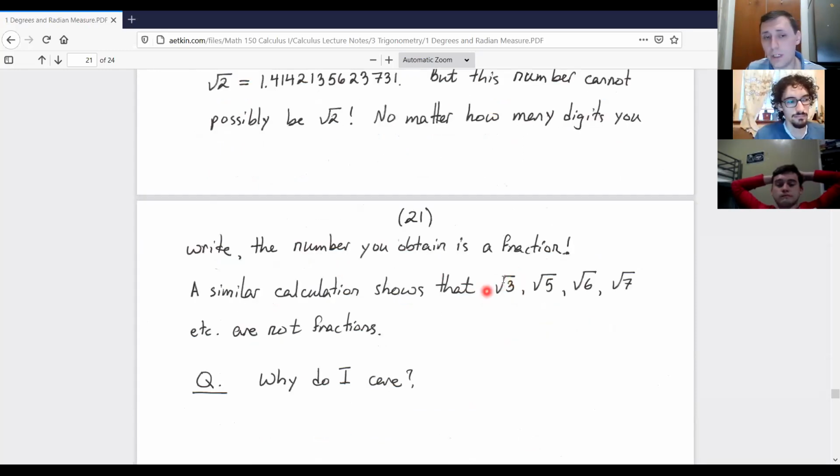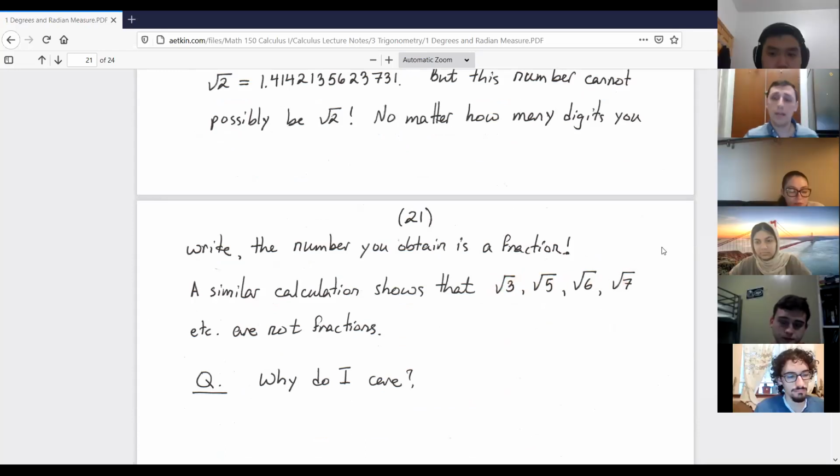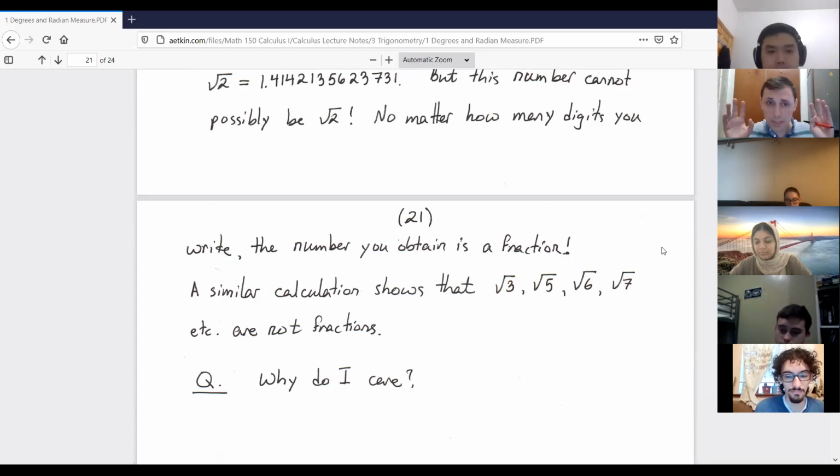Okay, if you do the calculation, you would see that root of 3, root of 5, root of 6, root of 7, they cannot be fractions. You understand? I mean, you can make a proof by understanding how certain things work. You prove that those things cannot be fractions. And you call them irrational numbers, but just giving it a title like this doesn't tell you what it is. Now, do you care?